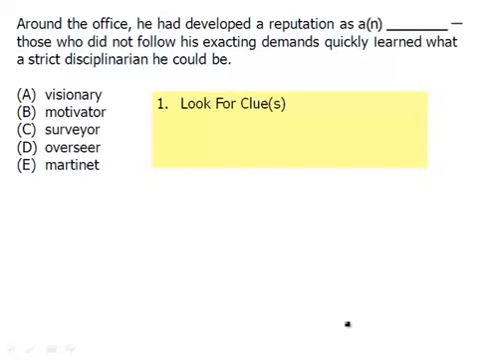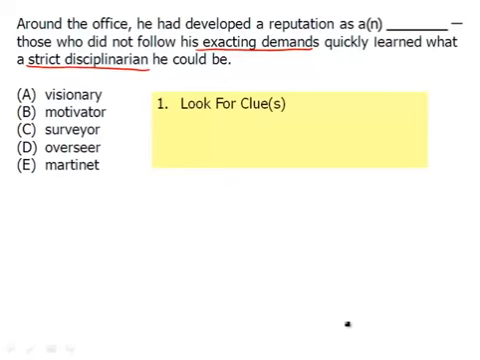From the last video, you should remember that you always have to read the entire sentence, because at this point, he could have the reputation as anything. Notice here the hyphen as well. We're going to define what's the reputation. Well, it's defined as this man was made exacting demands. People in the office quickly learned what a strict disciplinarian he could be.